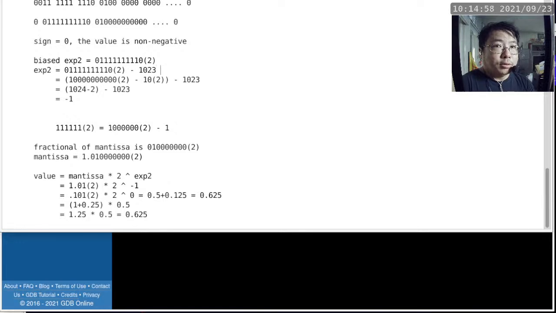So the alternative way to do this is to say we have 2 plus 4 plus 8 plus 16 plus 32 plus 64 plus 128 plus 256 plus 512, and then we subtract 1023, which should come up as -1 as well.